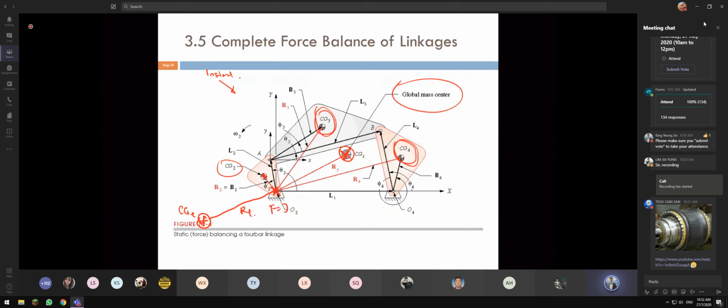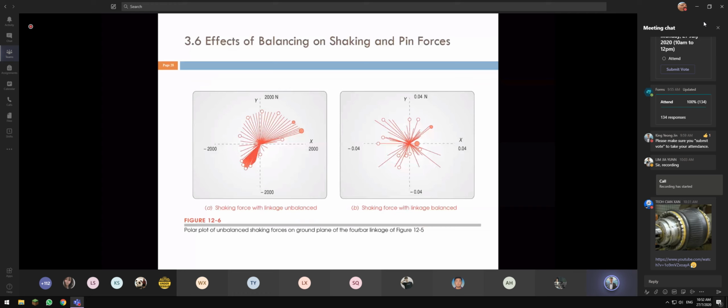But the problem we are facing now is when the linkage moves another 1 degree or another 2 degrees or more, this center of gravity keeps changing. That is the challenging part of the linkage. So then you cannot put a fixed balance mass here. Okay? So that is the problem we face.